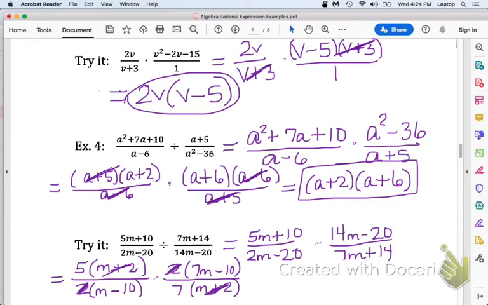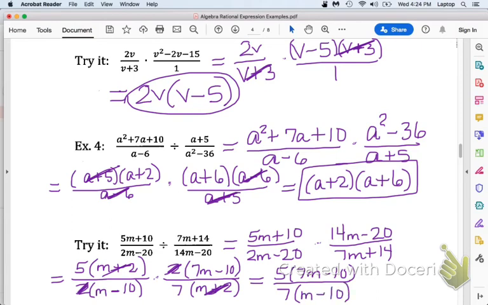Look at the 5 and the 7. Nope. m minus 10 and 7m minus 10. Nope. So now we're going to multiply. I have 5 times (7m minus 10) all over 7 times (m minus 10).